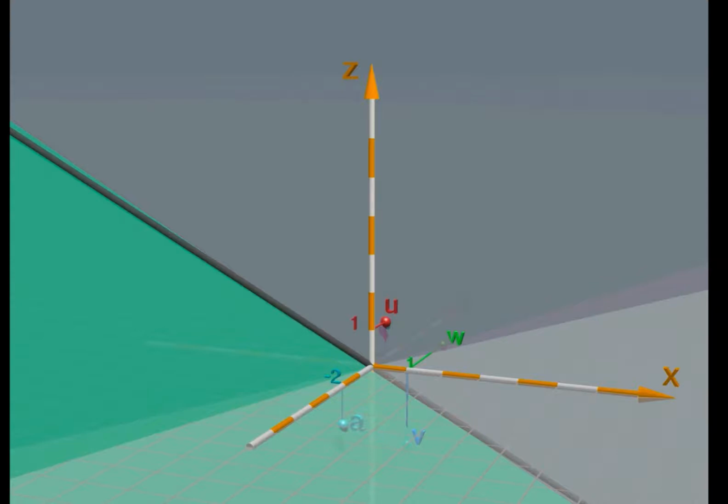So we can pan the point of view around the z-axis and see how it looks.